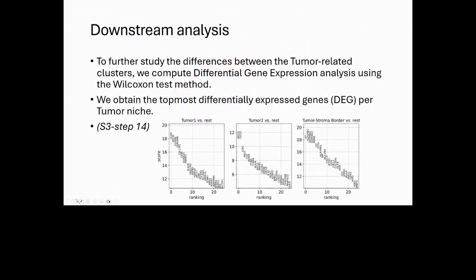Now that we defined our microenvironment, we can go ahead and do a downstream analysis. Of course, this part is going to completely depend on you and what you want to do. In this case, we're just going to be doing a simple differential gene expression between the tumor clusters, just to get an idea of the differences between them. To further study the differences between the tumor-related clusters, we're going to compute the differential gene expression analysis using the Wilcoxon test method.